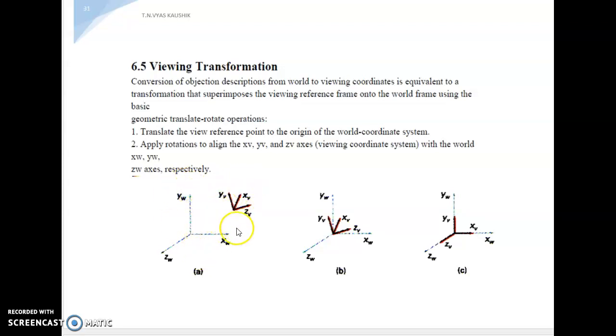The x of the view will be parallel with x of the world coordinates, and z of the view will be parallel with z of the world coordinates. That is what is written here. Translate the view reference point to the origin of the world coordinate system. Apply rotation and align the xv, yv, zv axes with the world xw, yw and zw axes respectively. Finally, we'll get a figure like in C, so that the object will be in terms of the world and view coordinates itself.